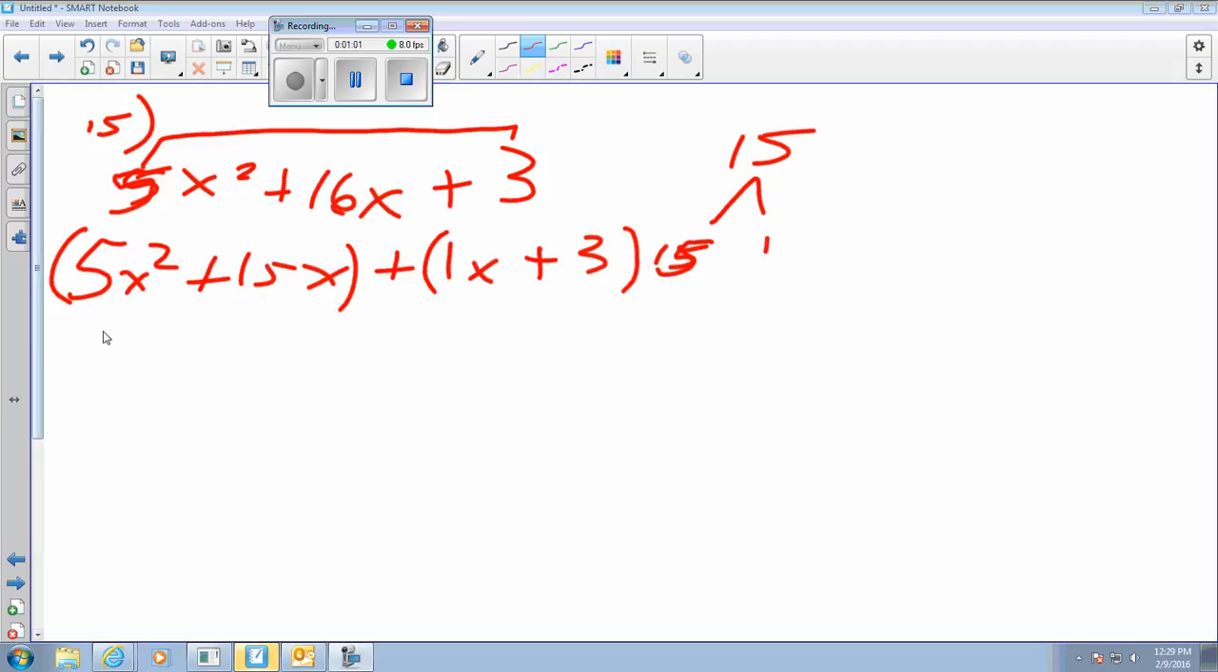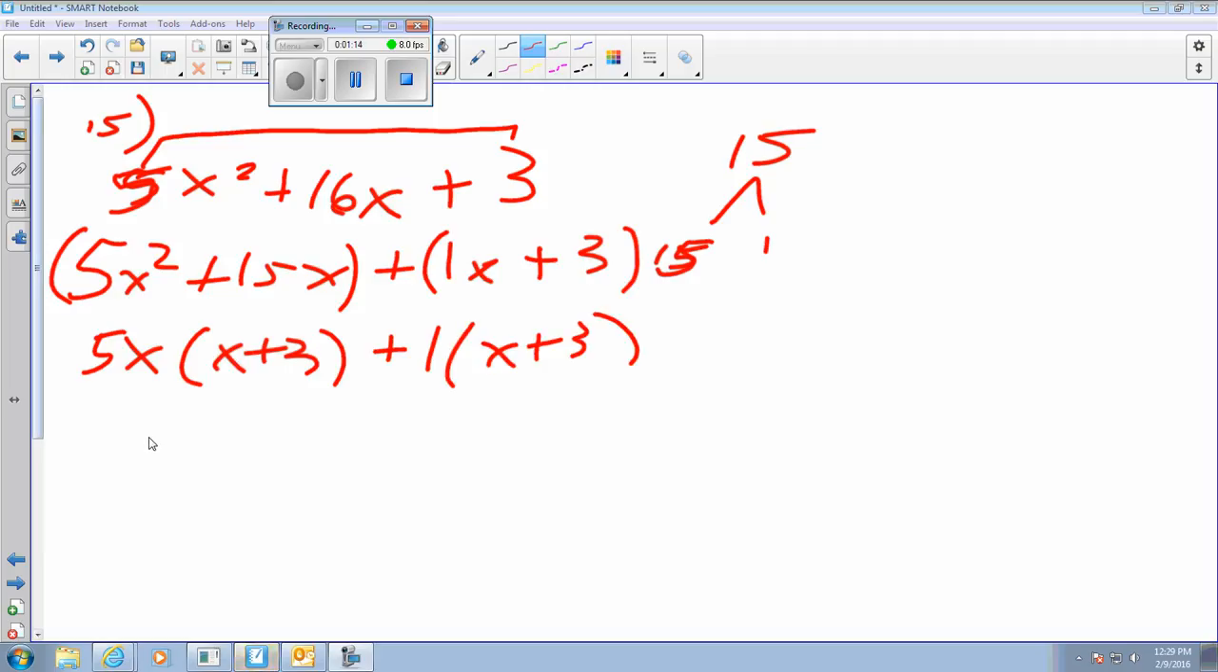Greatest common factor of my first grouping is a 5x, leaving me with x plus 3. I have nothing that'll divide into x and 3, so I'm going to pull out a 1, which is an x plus 3. And if I pull my x plus 3 out front, my leftovers would be 5x plus 1.